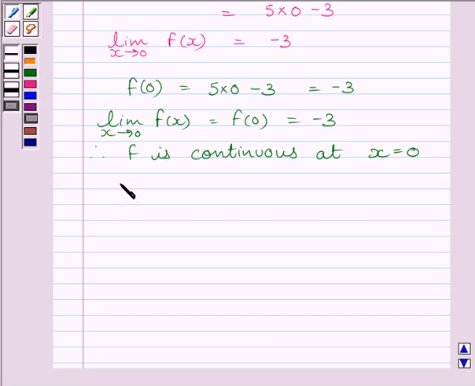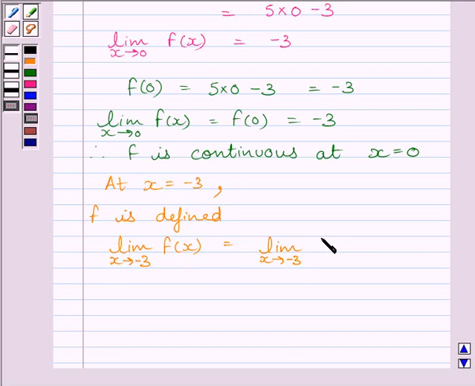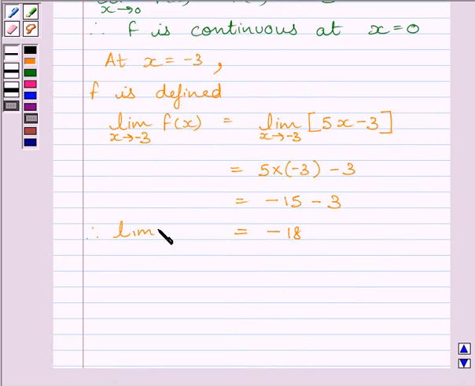Now let us check if the given function f is continuous at x equal to minus 3. We know at x equal to minus 3, function f is defined. Now let us find out limit of the function at x equal to minus 3. Limit of x tending to minus 3, f(x) is equal to limit of x tending to minus 3, 5x minus 3. Now this is equal to 5 multiplied by minus 3, minus 3. Simplifying, we get minus 15, minus 3. Now this is equal to minus 18. So we get limit of the function at x equal to minus 3 as minus 18.